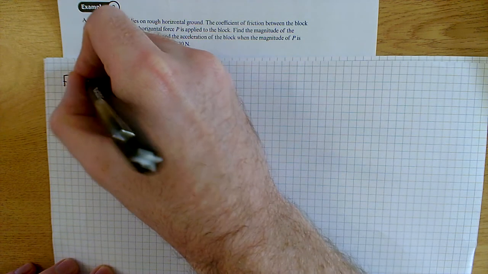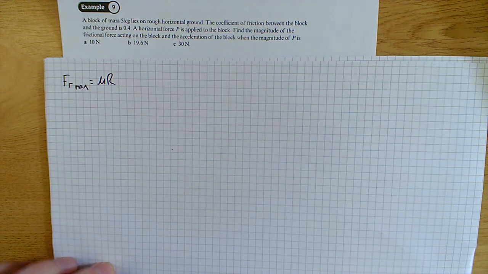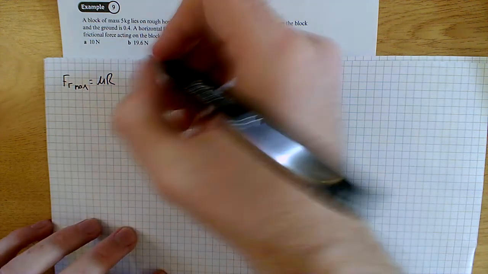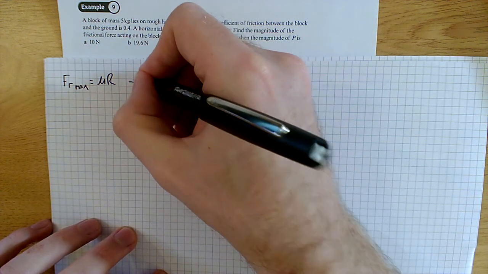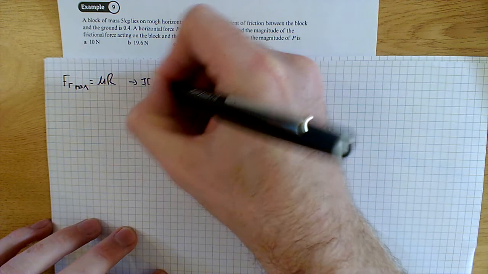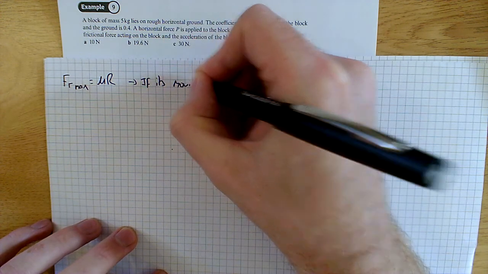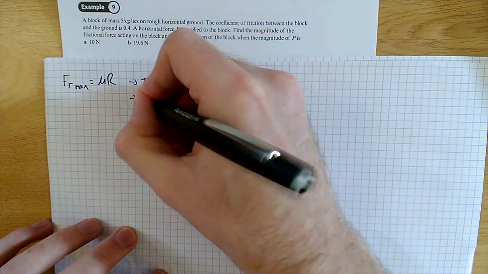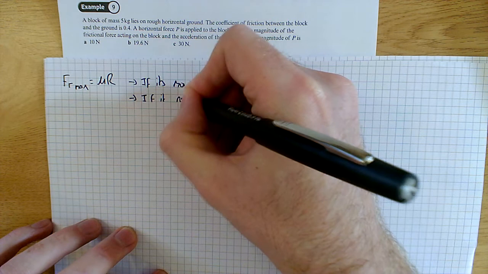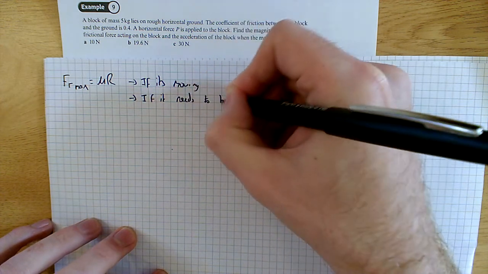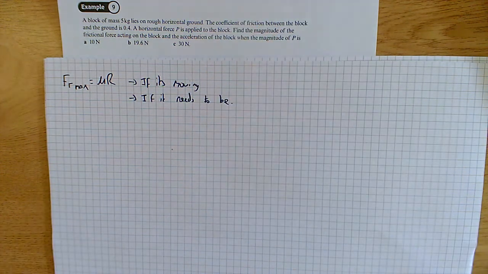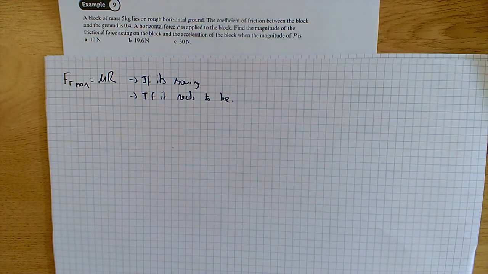So we're going to call this friction max equals mu R. And when is friction at its max? If it's moving, it will be at its maximum, or if it has to be. Okay, so much like the example of arm wrestling a small child, we're not going to be at maximum friction unless it's absolutely necessary for the friction to be at that amount. Right? We can't have the friction be greater than the force we're putting on it.